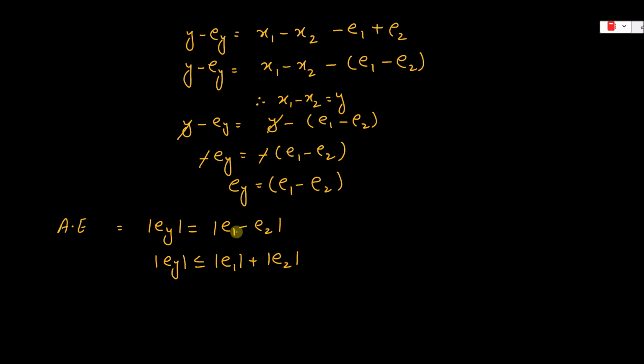So we used plus here because when we have a negative sign in mod, when we apply the mod, the negative sign will be resolved to a positive sign. So this negative with e2, because of the mod, the negative sign will be resolved. So we are left with plus.